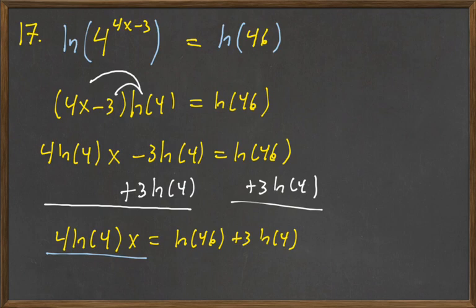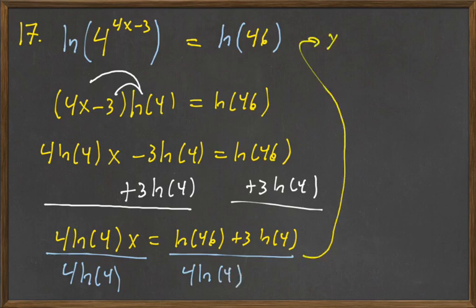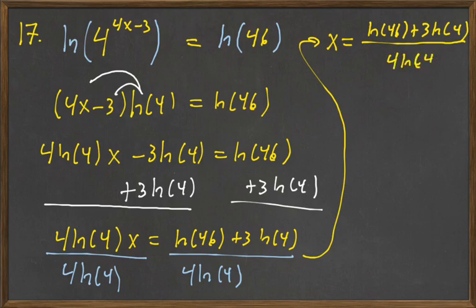4 ln of 4 is attached to x with multiplication. We'll divide both sides by that, and we'll have quite a messy answer when we're all done. Again, there's more you can do, but this is fine as is. So x is equal to the natural log of 46 plus 3 natural log of 4, all over 4 natural log of 4. Okay, and so that is as far as we're going to take it. Let's clean up that parentheses a little bit. Okay, one more.